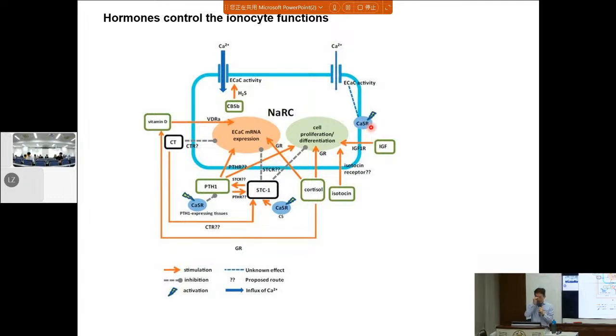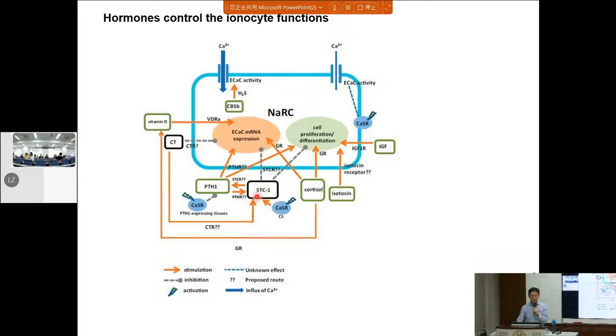To date, my lab and my collaborators have already identified several hormones that can regulate ion regulation. For example, isotocin in fish, but now the name is oxytocin in fish. Oxytocin can promote or increase the cell proliferation of the ionocyte. And stanniocalcin, so the student will present stanniocalcin today.